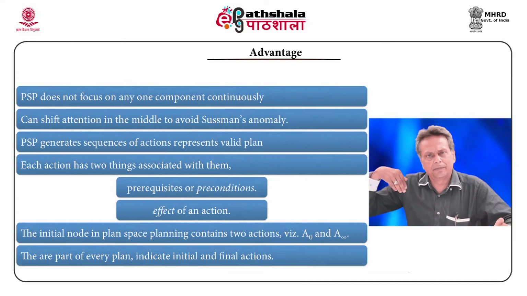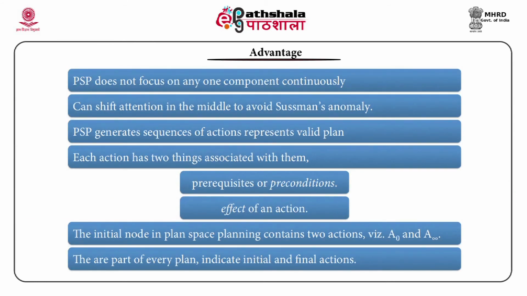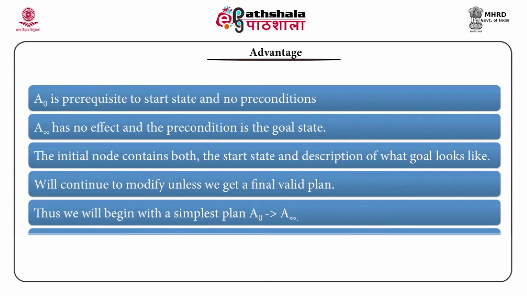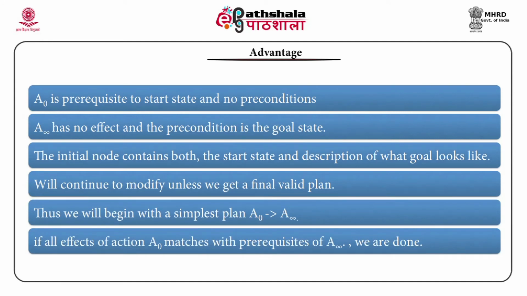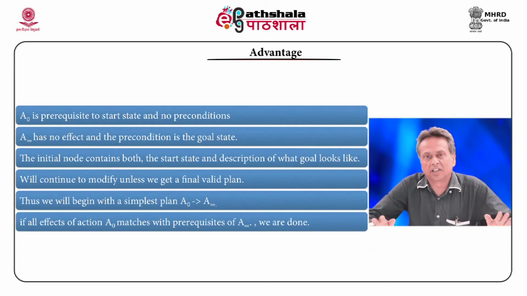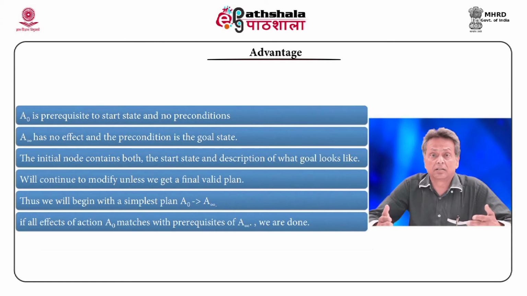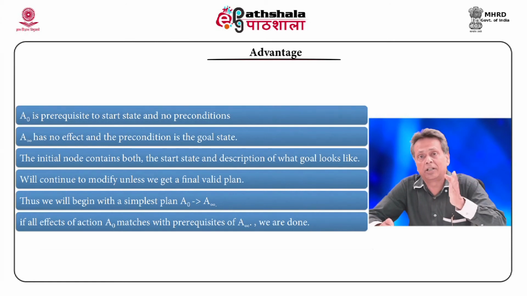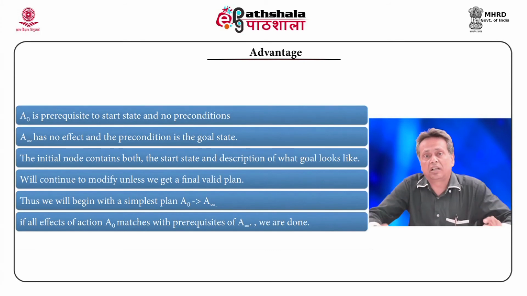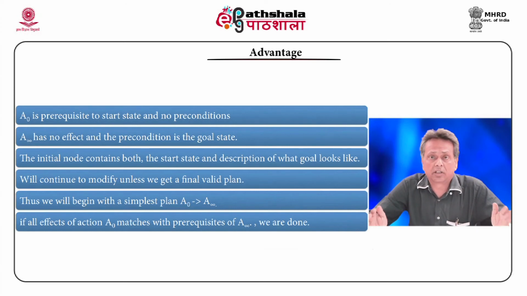Okay. Here the actions are also named and numbered, and there are two default actions always there in a plan space plan. A0 is the action which does not have any prerequisite, but its effect is the start state. A infinity has the goal state as its prerequisite and no effect. What does that mean? Any plan will always begin with A0 and end with A infinity. When A0 is applied, what you get is the start state, and when you reach the goal state, A infinity is applied. So if the start state is the goal state, this is the only plan that you have in your kitty, A0 and A infinity.